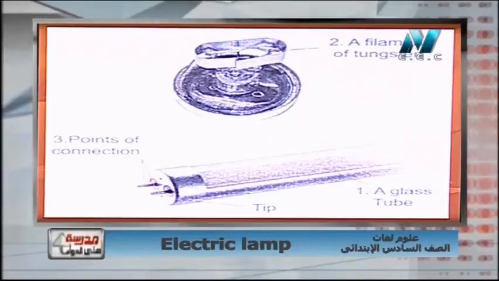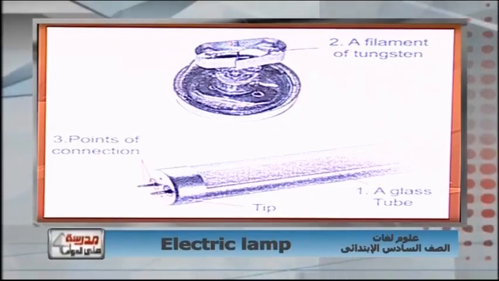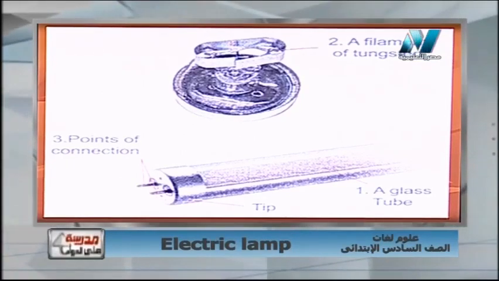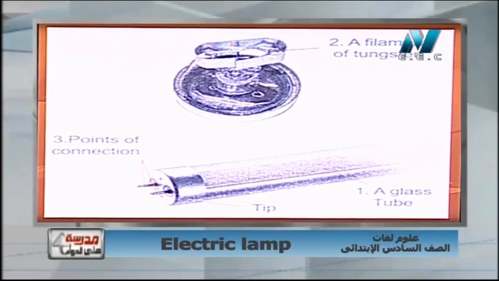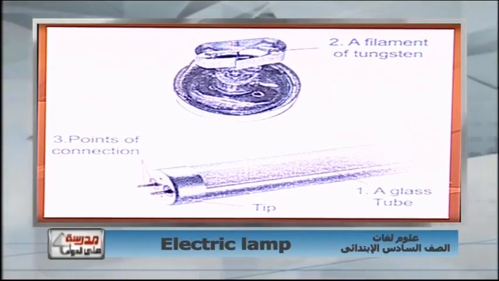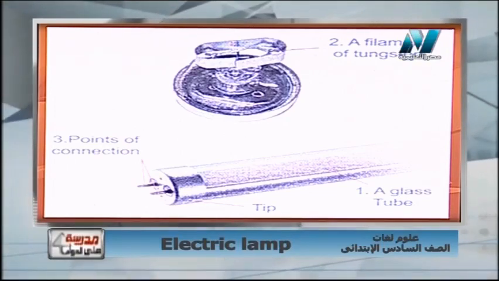So now we'll see an image of the fluorescent lamp, and we'll also study in detail its structure. It consists of, as we see in the picture now, a glass tube, two filaments of tungsten, and two points of connection. Here I have the fluorescent lamp. I'm sure the fluorescent lamp is preferred over the light bulb.